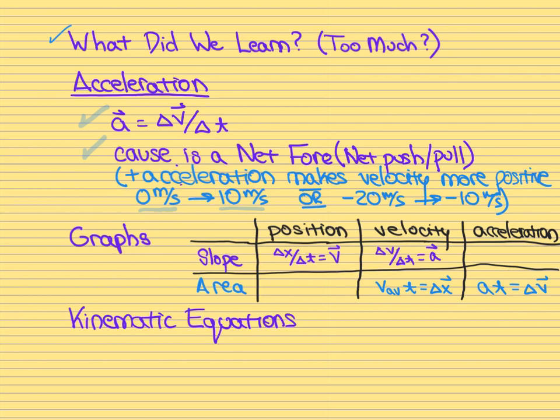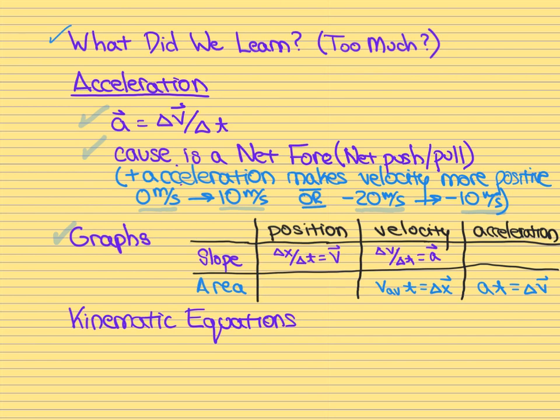But positive acceleration can also mean an object is slowing down. If we went from negative 10 meters per second to negative 20 to negative 10, much like the numerical example we saw, the car was moving to the left, negative velocity, but got pushed to the right, positive acceleration, therefore it slowed down. We then looked at the idea of graphs: position, velocity, acceleration.